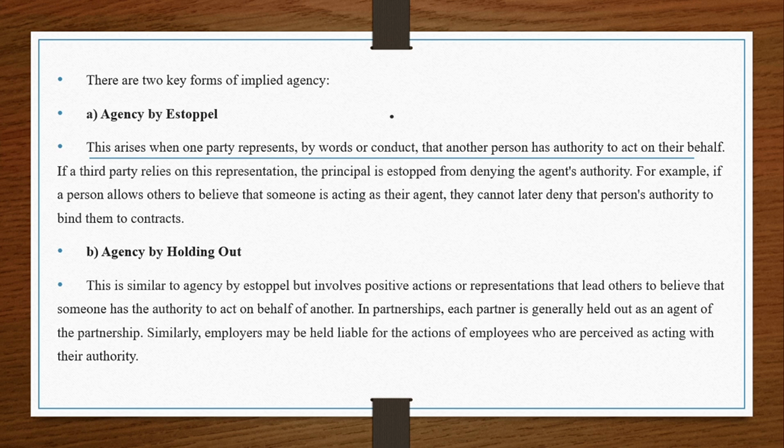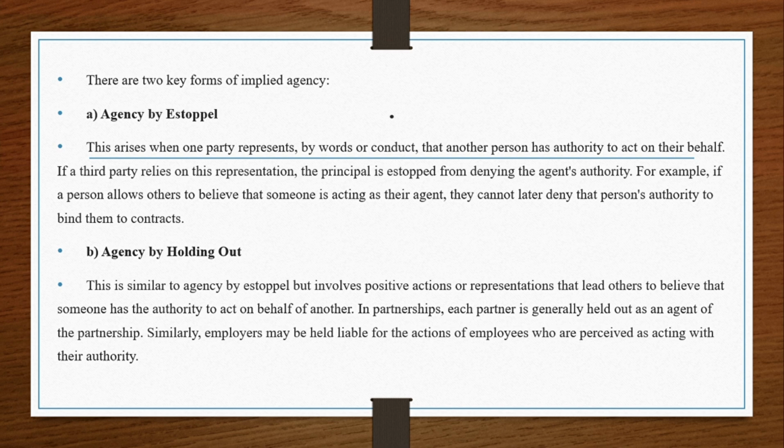We have agency by holding out. Agency by holding out is similar to agency by estoppel, but it involves positive actions or representations that lead others to believe that someone has the authority to act on behalf of another. For example, in a partnership, each partner is generally held as an agent of the partnership. Similarly, employers may be held liable for the actions of their employees who are perceived as acting with their authority.